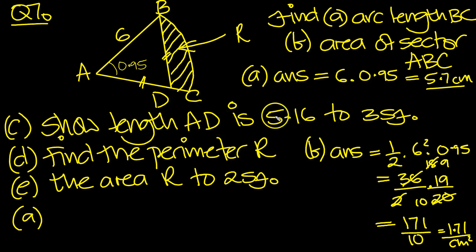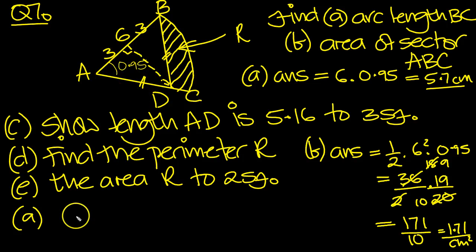Now C, show that the length AD is 5.16 to 3 significant figures. So this length here is the same as that length there. What we could do is drop a perpendicular to this side here. So I'll just sketch that in the diagram. This is a right angled triangle now. Because this is an isosceles triangle, this side will be 3 and this side will be 3. So we need this length AD.